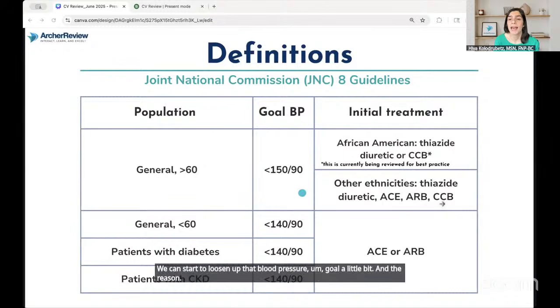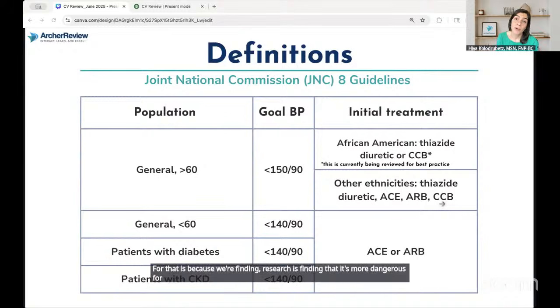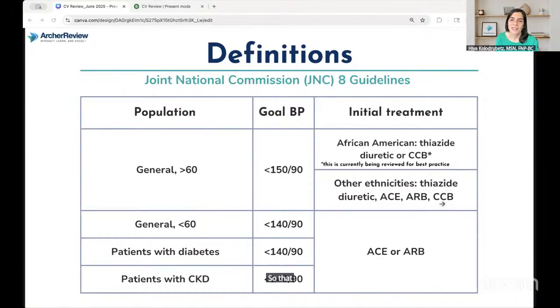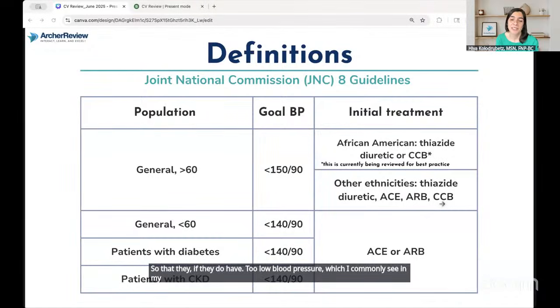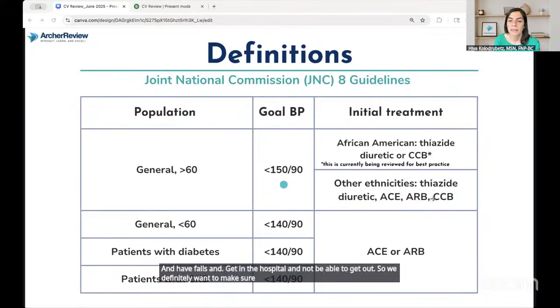And the reason for that is because researchers are finding that it's more dangerous for them to have low blood pressure and not get that perfusion to their brain. If they do have too low blood pressure, which I commonly see in my geriatric patients because they've been taking their medication for a while and no one's looked at the dose, they can really get dizzy, lightheaded, which already happens as part of the normal aging process, and have falls and get in the hospital and not be able to get out. So we definitely want to be a little less aggressive with their blood pressure as they're aging.